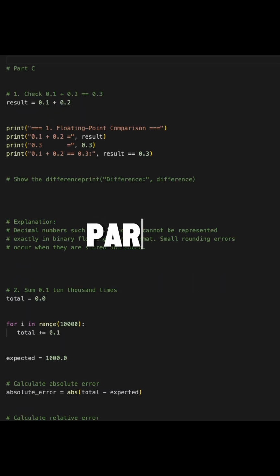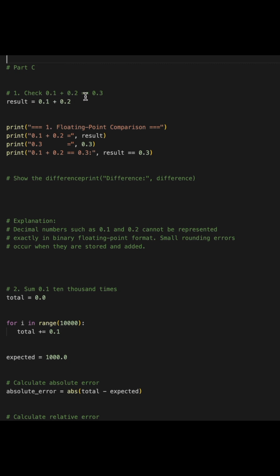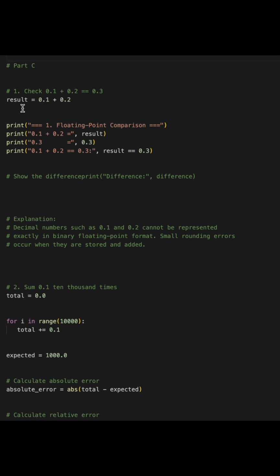Move on to the last part, which is part C. Here we demonstrate an important problem with floating point numbers. So we check if 0.1 plus 0.2 is equal to 0.3. Result equals 0.1 plus 0.2. Then we compare it with 0.3. At first, we might expect 0.1 plus 0.2 to equal 0.3, but in Python, 0.1 plus 0.2 equals 0.3 is False.